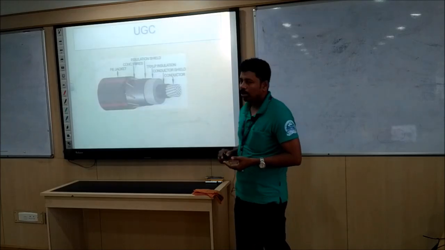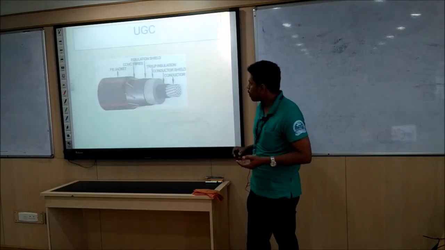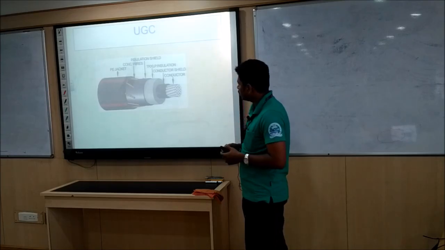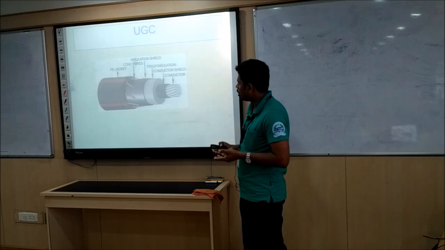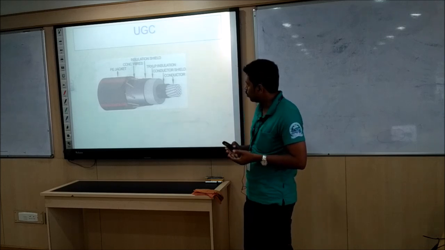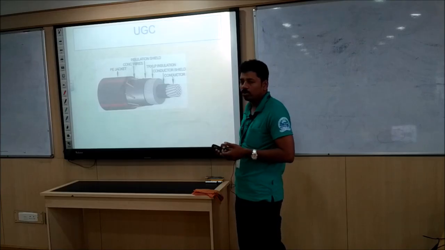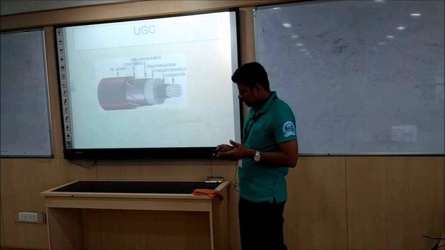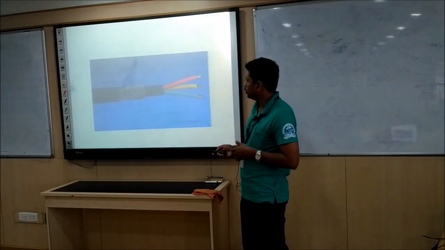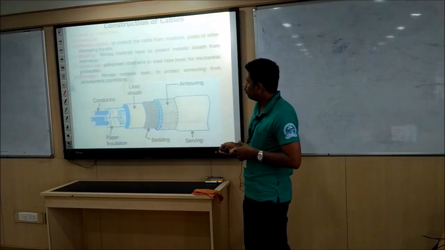This is a diagram to understand the cross section of an underground cable, where you can see the conductors. It is surrounded by a conductor shield. There is cross-linked polyethylene insulation, and over that is an insulation shield. There are some concentric wires inside to give mechanical protection, and then there is an outer serving layer also. These are the various layers of the different cables you can see.